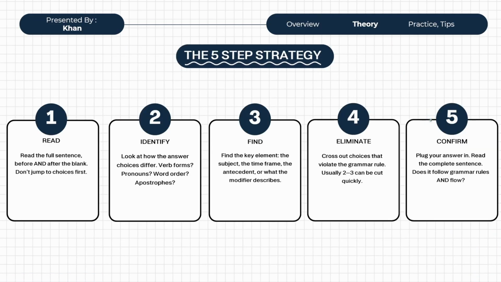Anyway, the 5-step strategy here. Number 1 is to read the full sentence before and after the blank. Don't jump to the answer choices first, because you need the context. What's the subject? What tense is the rest of the passage in? Is there a modifier? You can't answer that if you skip the context.